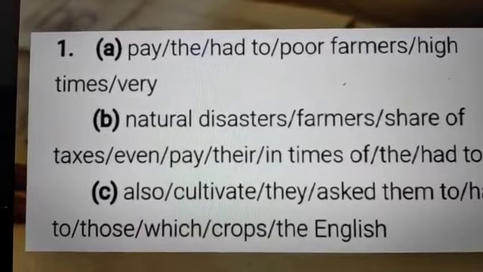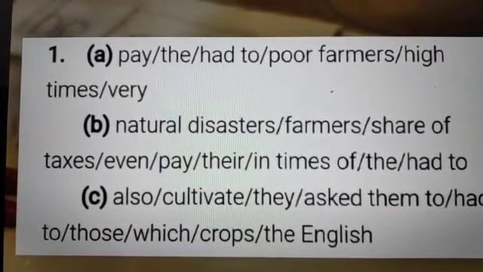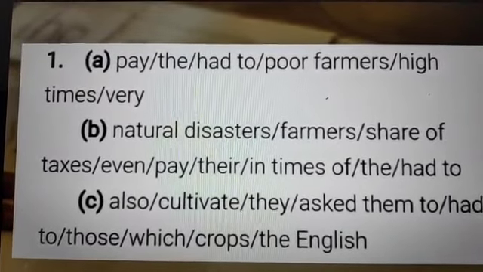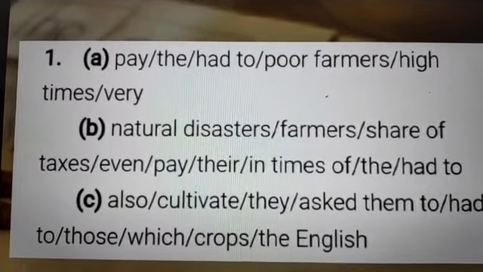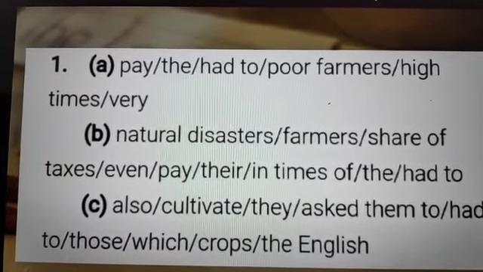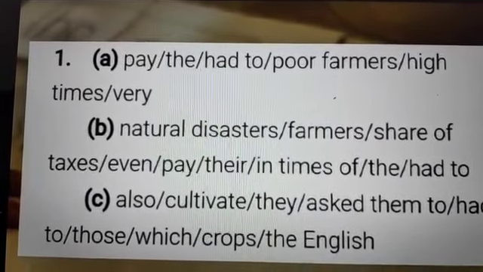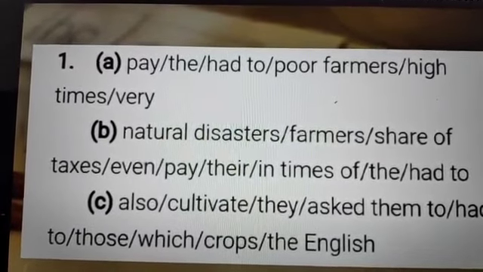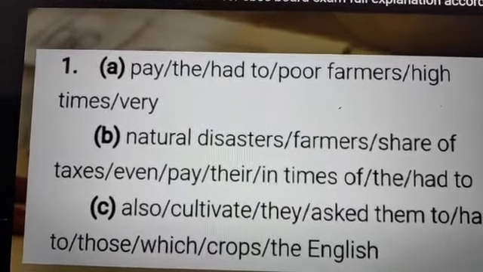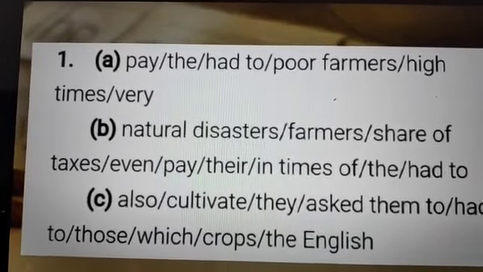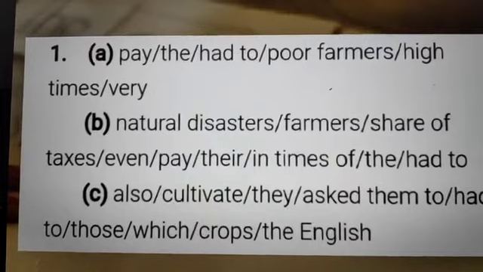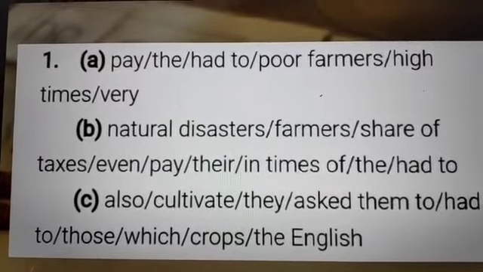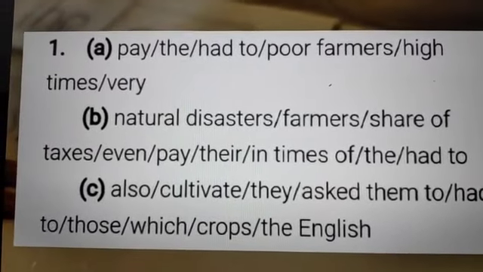So now let's have a look at a few sentences. Here these words have been given in jumbled order. Now our task is just to complete these by putting them in correct order. So sentence 1 is: pay the hat to poor farmers, high times vary. The question is: pay the hat to poor farmers, high times vary. So the first thing is quite clear that it is an affirmative sentence and it is not a negative sentence, neither is it interrogative, nor imperative or exclamatory.